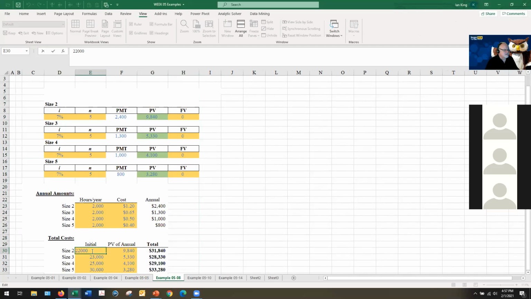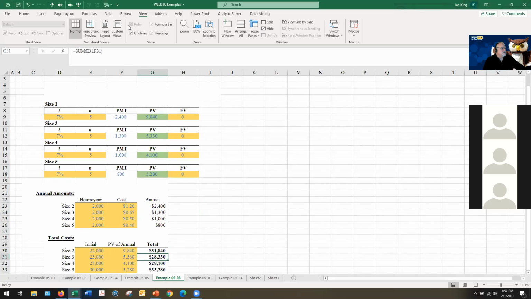and initial costs. You calculated your hours per year down here, annual, and your annual amount. 5 years at $24 a year, $9,800. So you have your initial cost. They told you in the nice little chart, initial cost of $2,200 plus the present value of the annual payments of $9,840 gives you a cost of $31,840.